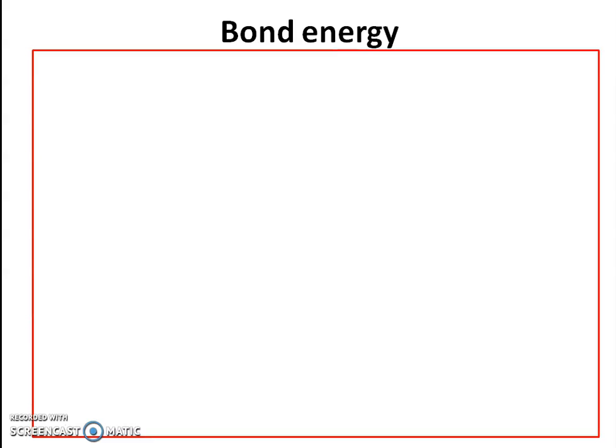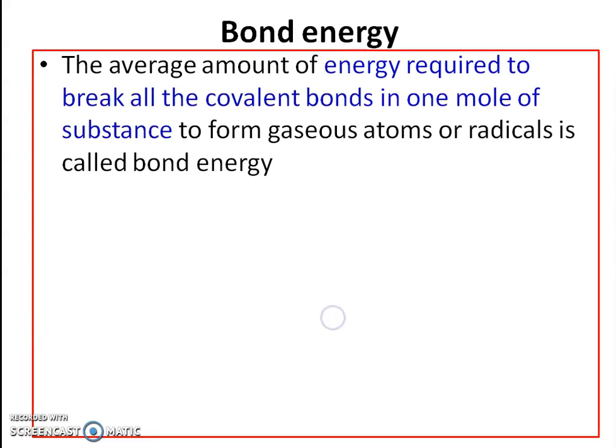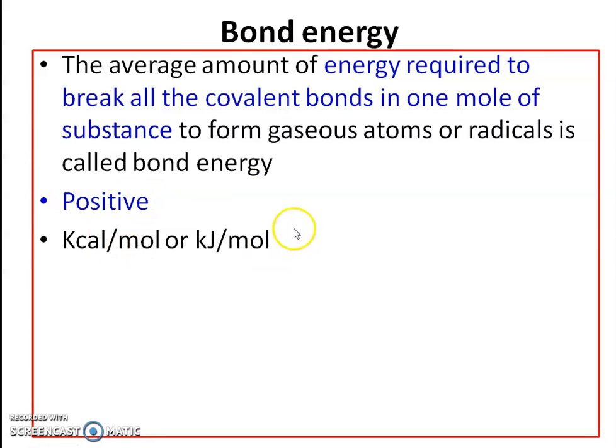Now the next important term is bond energy or bond enthalpy. Bond energy means the average amount of energy required to break all the covalent bonds in 1 mole of a substance to form gaseous atoms or radicals. It is called bond energy or bond enthalpy. So bond enthalpy is always positive and it is measured in kilocalorie per mole or kilojoule per mole.